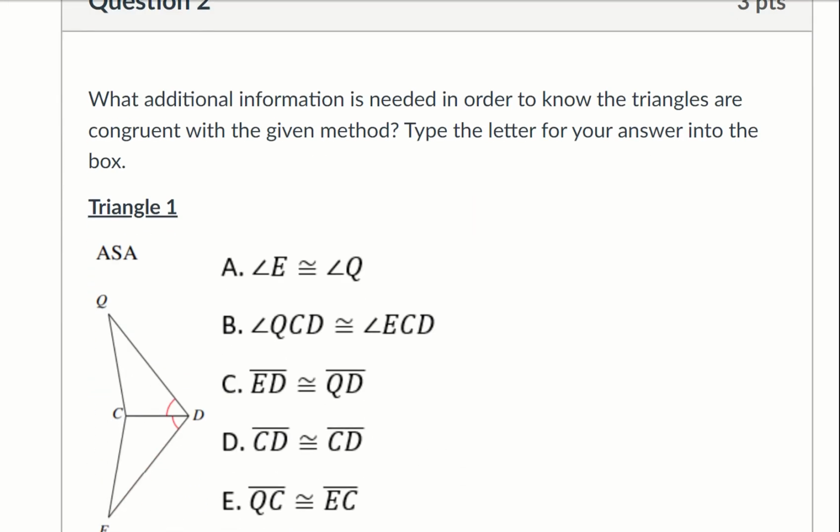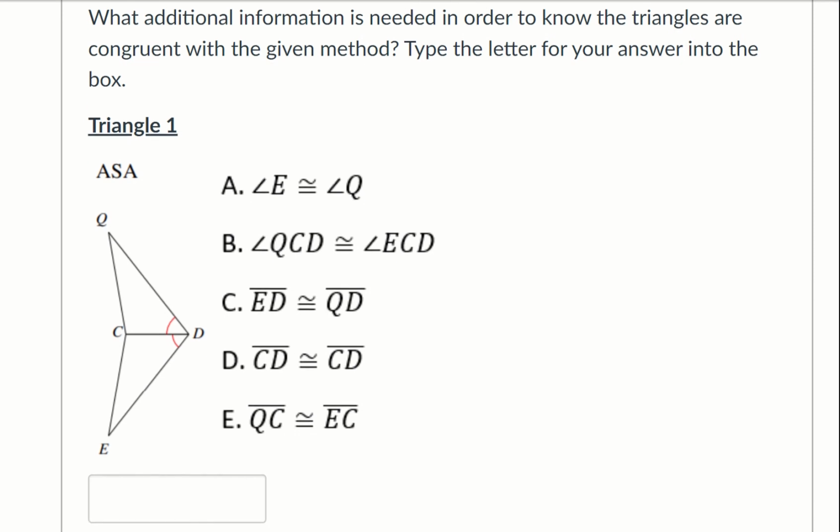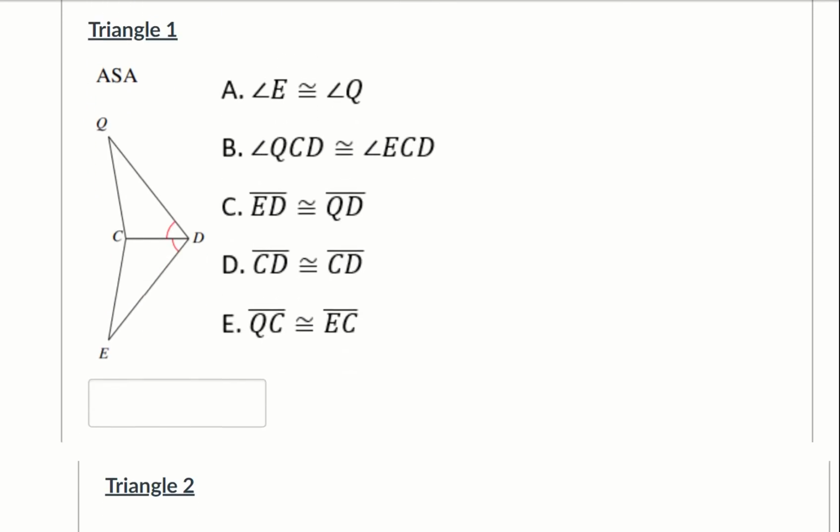All right, let's look at the next question. What additional information is needed to know the triangles are congruent with the given method? Type the letter for your answer into the box. Okay, so first triangle, we want angle, side, angle. And so we have an angle here. We have a side, because this is by reflexive property, right? And okay, well, we have an angle and a side. Looks like we're missing an angle, right? Because we want angle, side, angle.